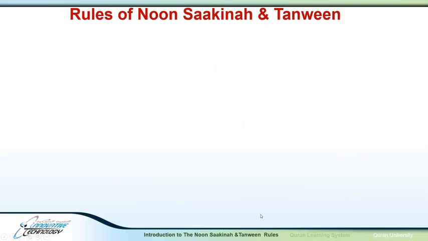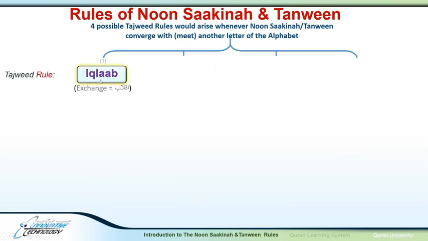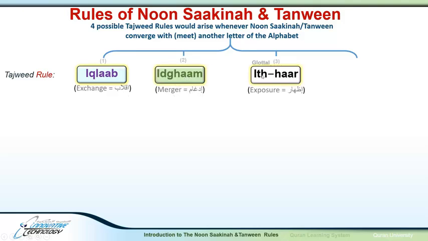So, the rules of Nun Sakinah and Tanween are four possible Tajweed rules that would arise whenever a Nun Sakinah or Tanween converge with, which means meet, another letter of the alphabet. And those are basically Iqlab. The first rule is Iqlab. Iqlab, as we said, is exchange. Second rule is Idgham or merger. Third rule is Izhar, exposure.